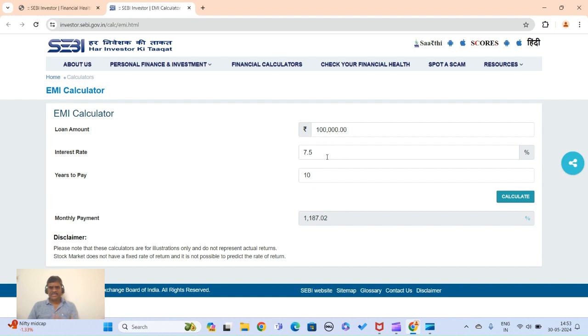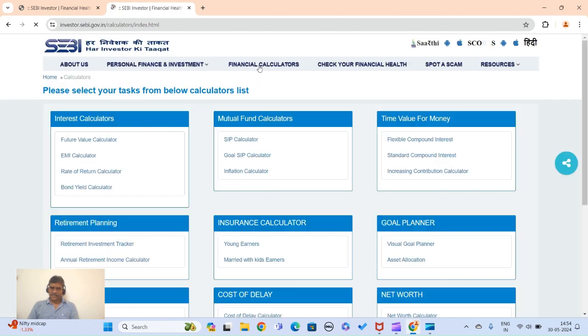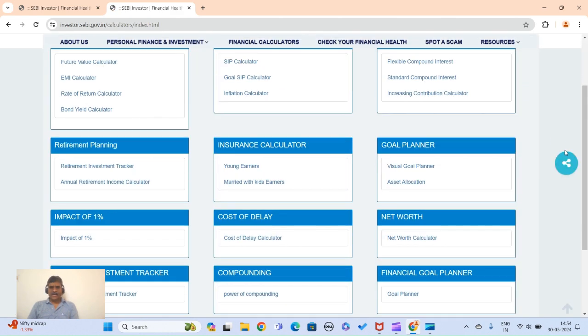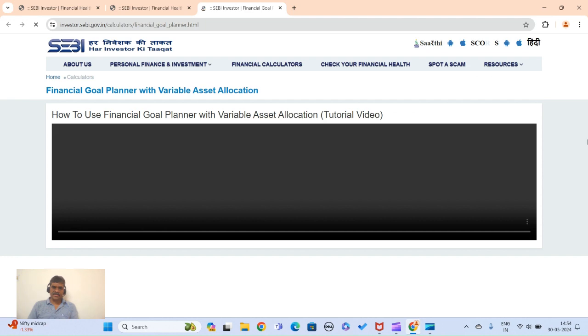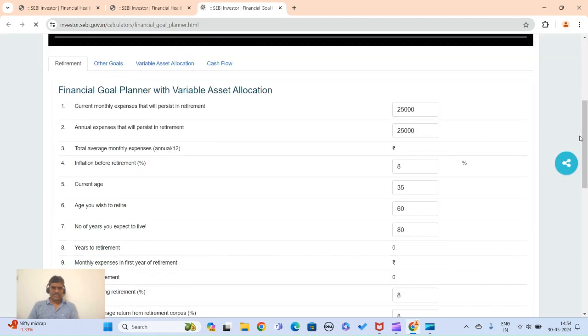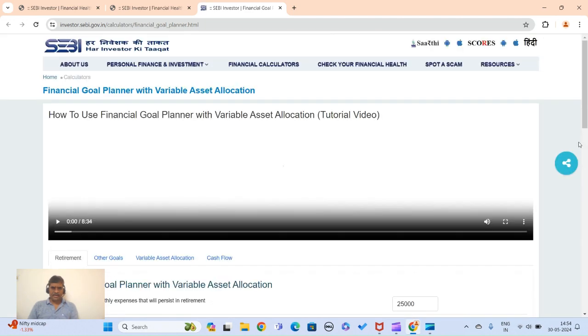So you can vary the interest and see how it works. Suppose instead of 7, I put 9 here, and you'll find a slightly different value. Even if it is 12, it will automatically calculate a higher value. So financial calculators are there. You can explore with this, and you even have a financial goal planner. I'll probably dedicate another session to go through it, as to how much you require for retirement and all.